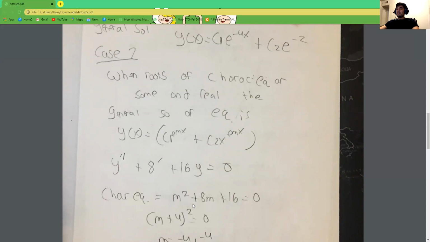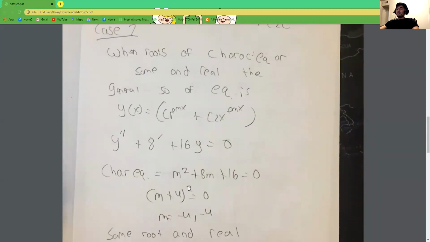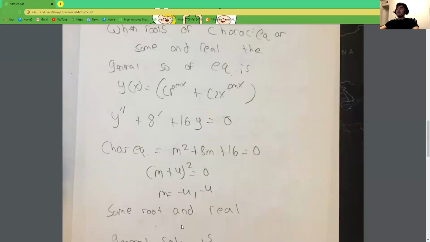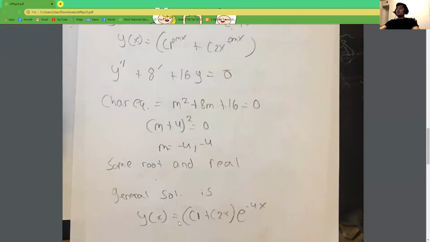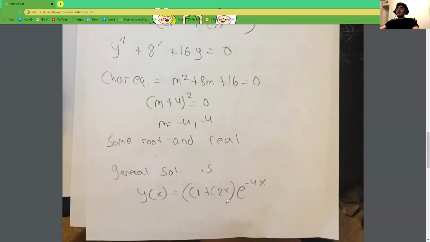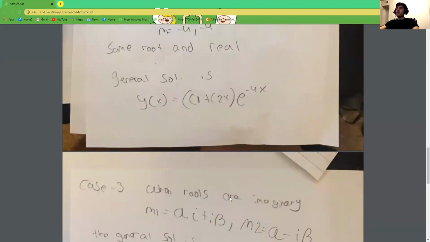By doing that, we can factor it to m plus 4 squared, and it's going to be m equals negative 4, negative 4. So these are the same roots, and they're real numbers. So now we can plug it into the general solution because it meets the criteria of the similar roots general solution. It's going to be y of x equals c1 plus c2x, multiplied by e to the negative 4x. I decided just to factor out the e to the negative 4x to make it look nicer.